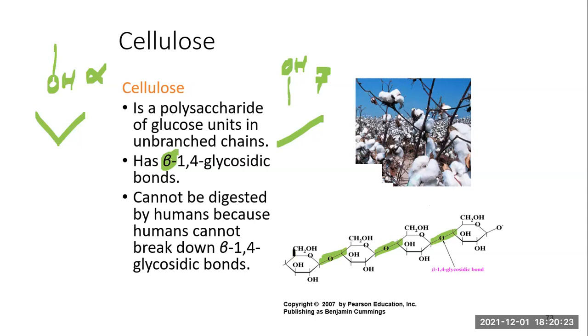We cannot digest it, which I guess is good, because we cannot break that beta 1,4 glycosidic bond. So don't eat any of the cellulose, obviously.